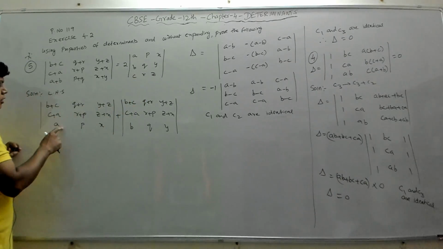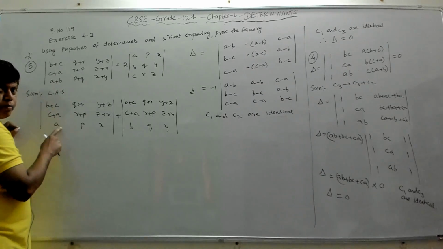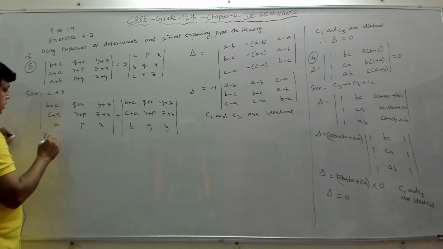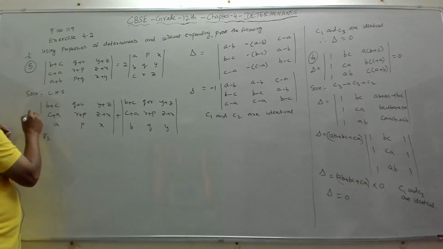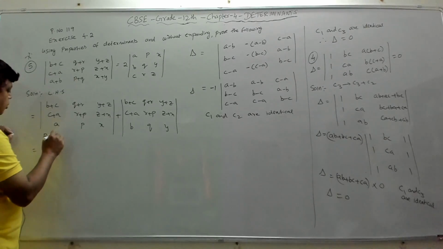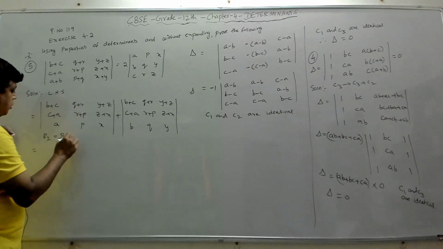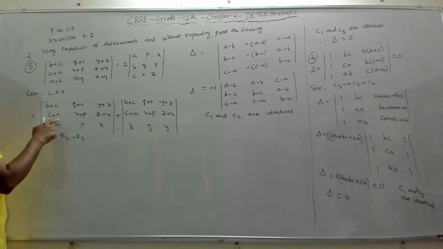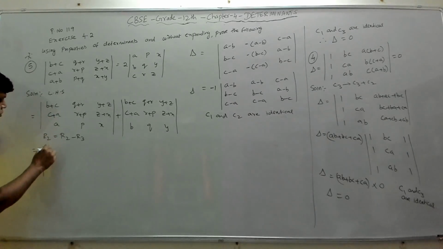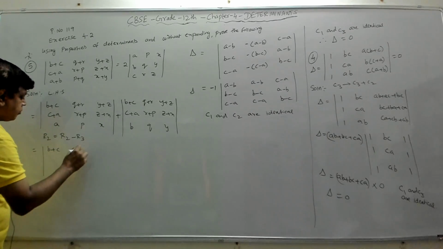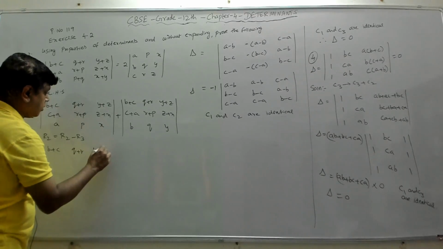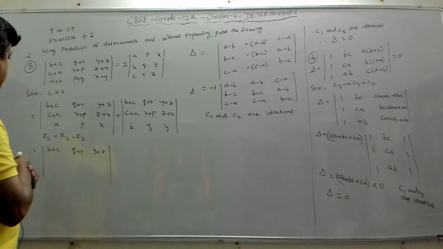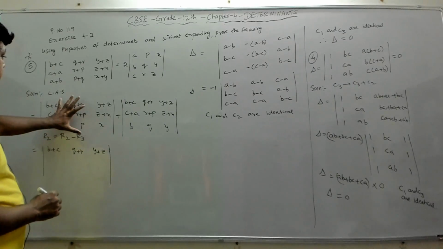So if I subtract this minus this, which means row 2, I am going to write my row 2 as row 2 minus row 3. If I do this minus this, row 2 means C plus A minus A. So in row 1 there is no change, right? Fine. So this one I am applying here.